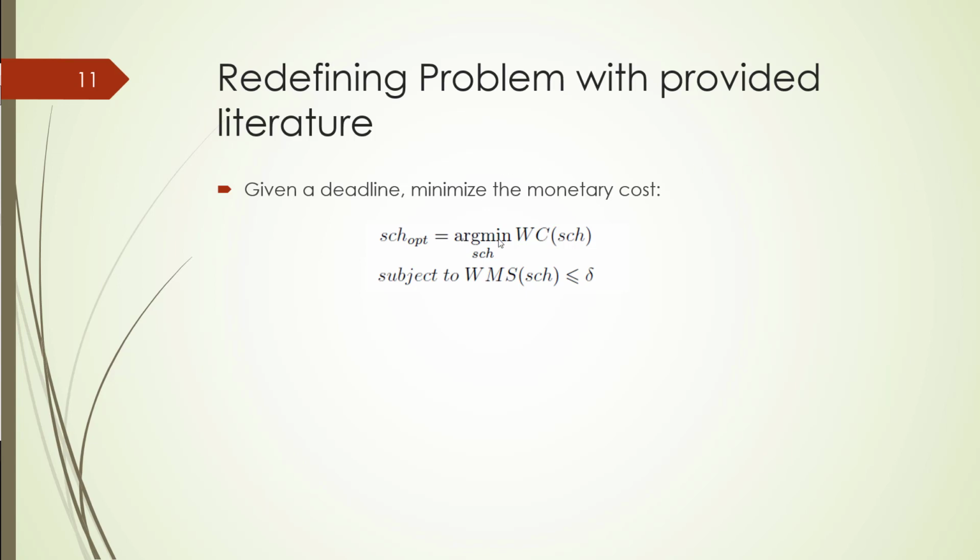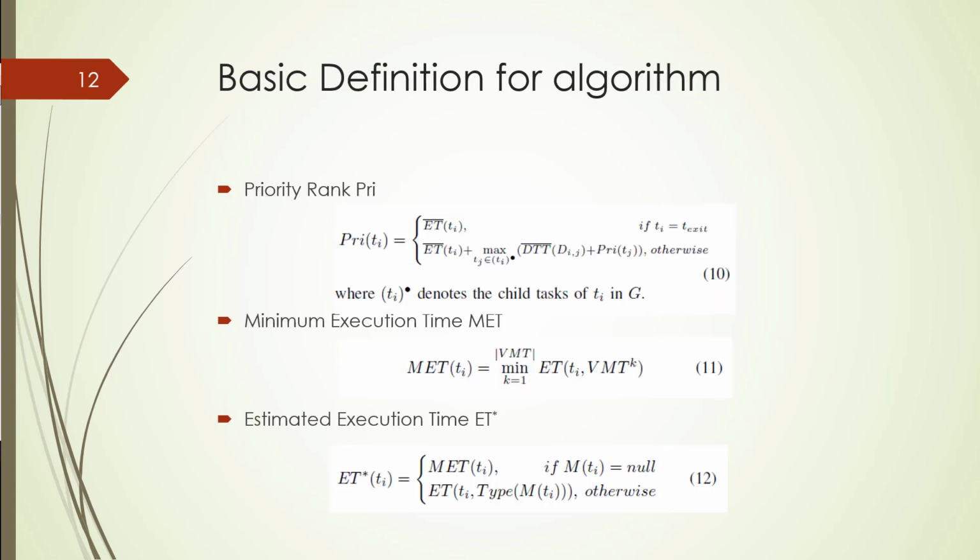The SCH optimal is equal to the workflow cost schedule, which minimizes, subject to the virtual machine makespan of the schedule being less than sigma. Okay, so we need some more definitions here to develop some algorithm that we are going to demonstrate over here.